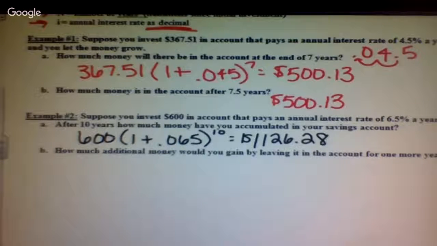How much additional money would you have if you let it sit for an extra year? So I can find a difference. No, 600, not yet. If I'm doing it for an additional year, how many years is that? 11 total. So no, you cannot just go back and add 600 because the interest changes everything. So we need to literally go back and do this for 11 years.